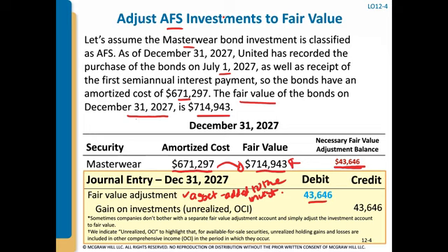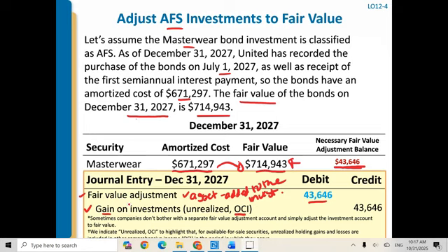When you're booking this entry on 12/31/27, under the available for sale investment, you debit fair value adjustment. This is the same way as we did for the trading security. However, when we credit gain on investment, which is an unrealized gain because we haven't actually sold this investment yet, instead of going on the income statement, it's going to go under other comprehensive income.